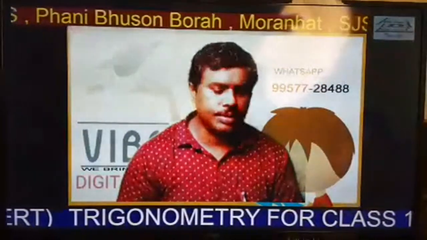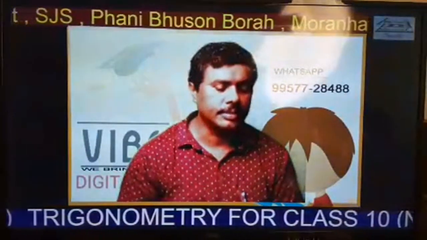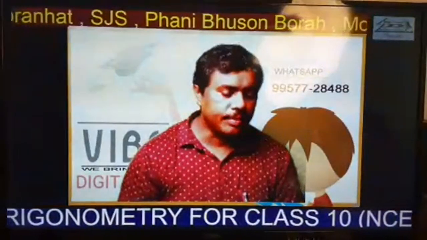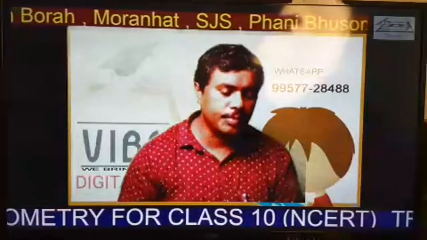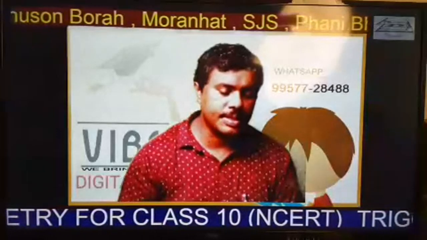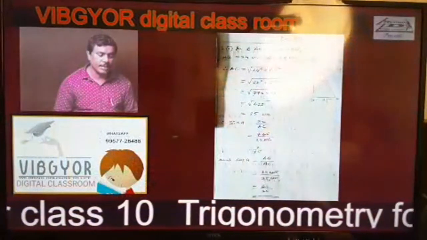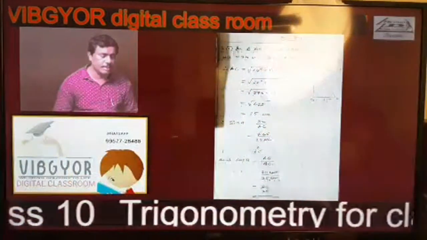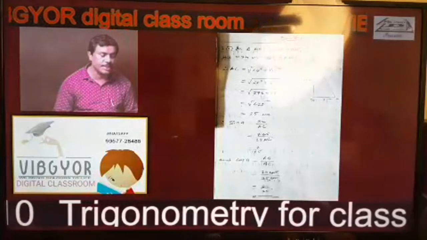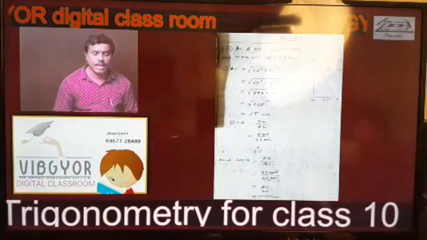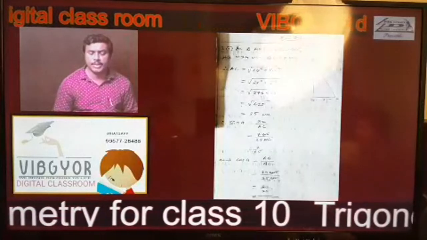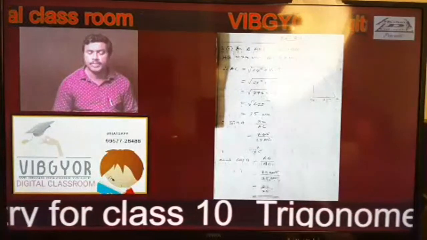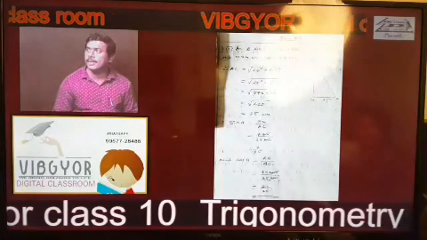Question number 1. In the question, it is asked that in triangle ABC, right angle at B, AB is equal to 24 cm, BC is equal to 7 cm, determine sin A, cos A. And question number 2, it is given sin C, cos C. Now we have to find out the measure of the side AC of the triangle given in the figure.